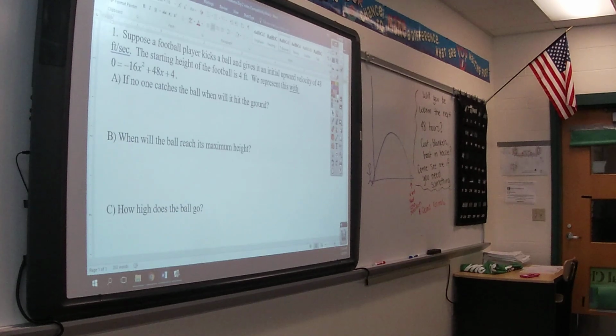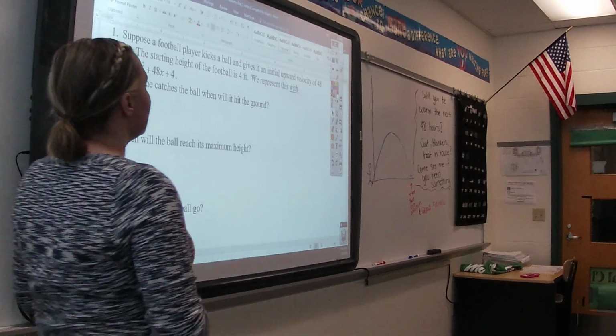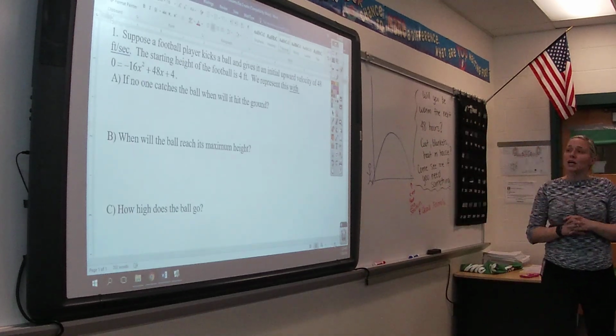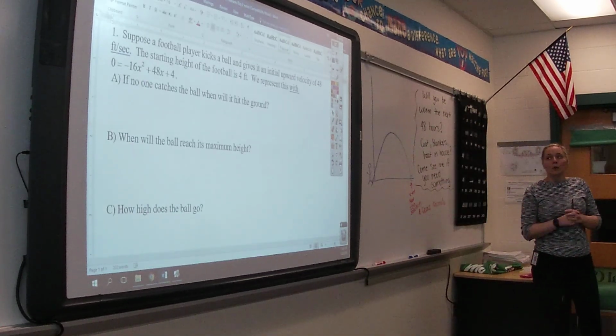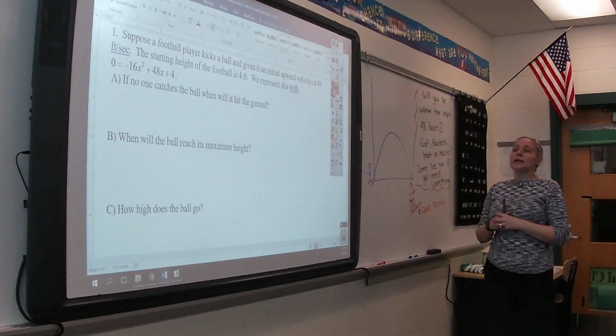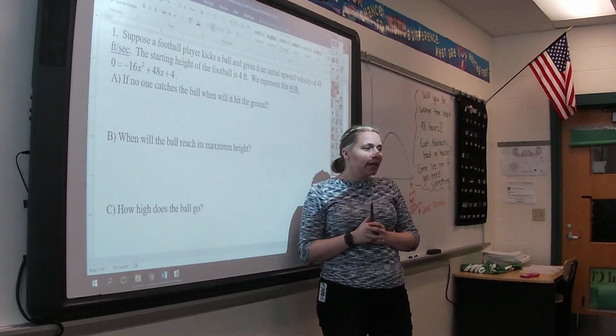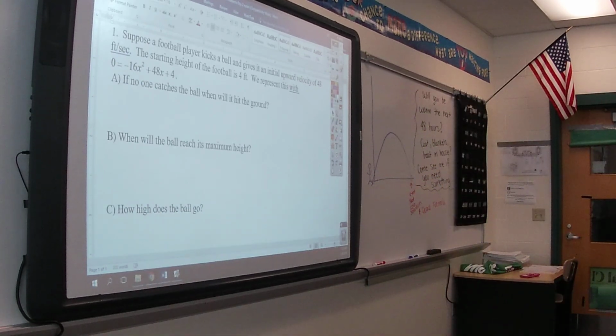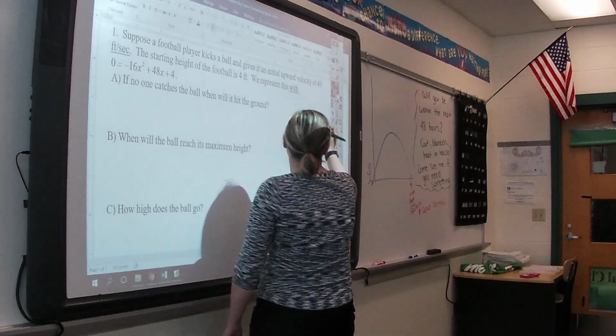Number one says, suppose a football player kicks a ball and gives it an initial upward velocity of 48 feet per second. The starting height of the football is 4 feet. We represent this with an equation. All those first sentences are a little bit irrelevant. We just need to know that that's talking about that equation there. If no one catches the ball, when will it hit the ground? What do we do to decide when the ball will hit the ground? Quadratic formula. So for part A, we're doing the quadratic formula.